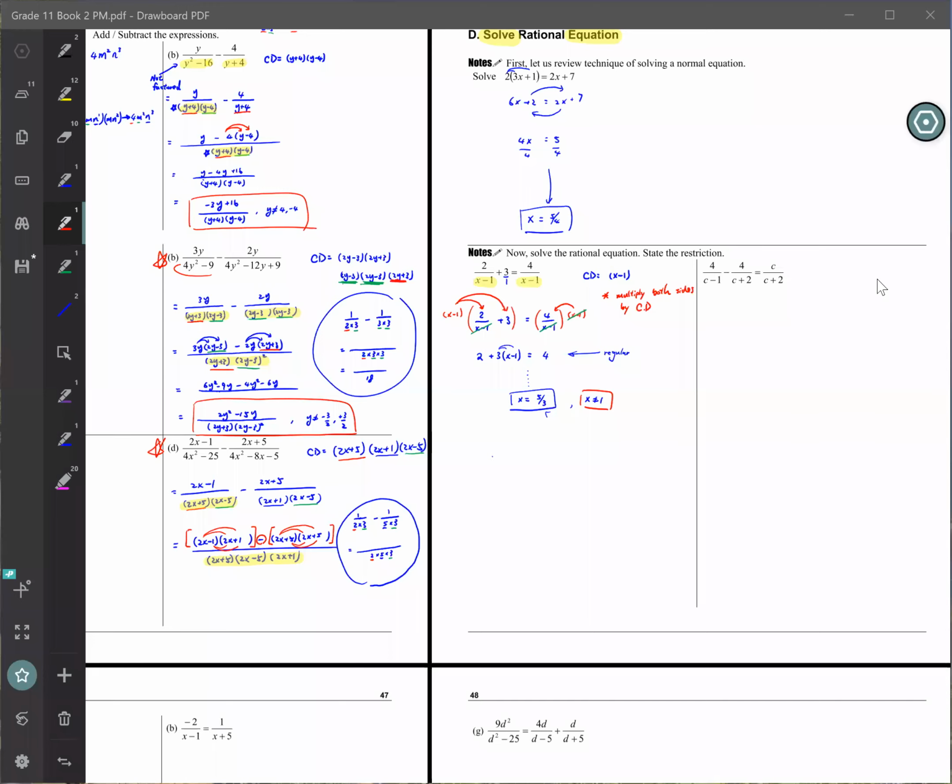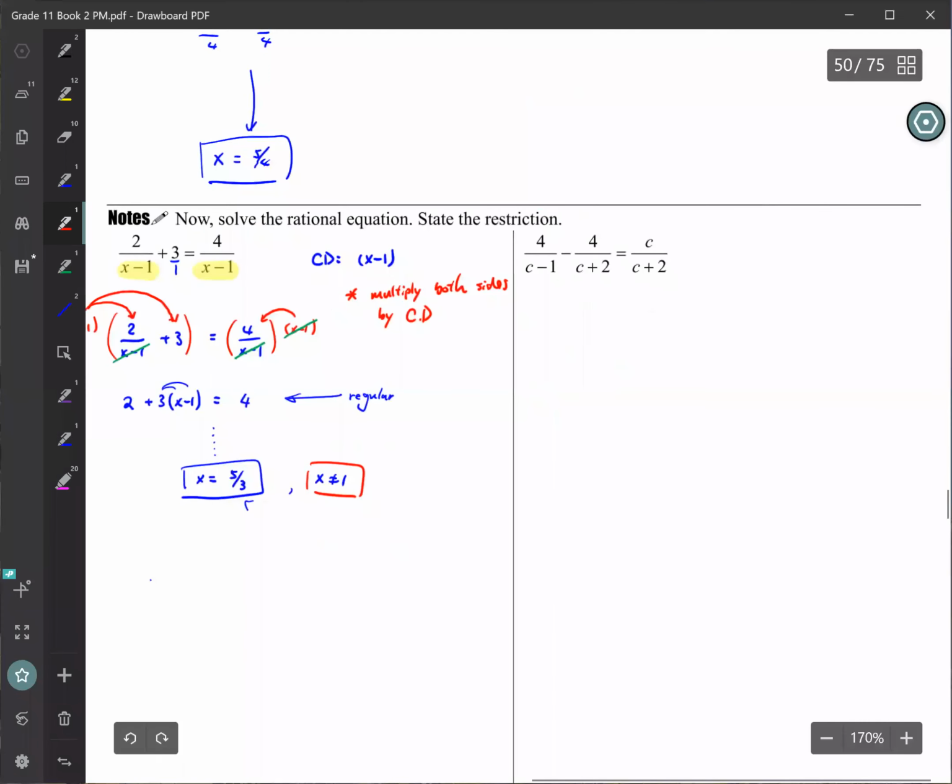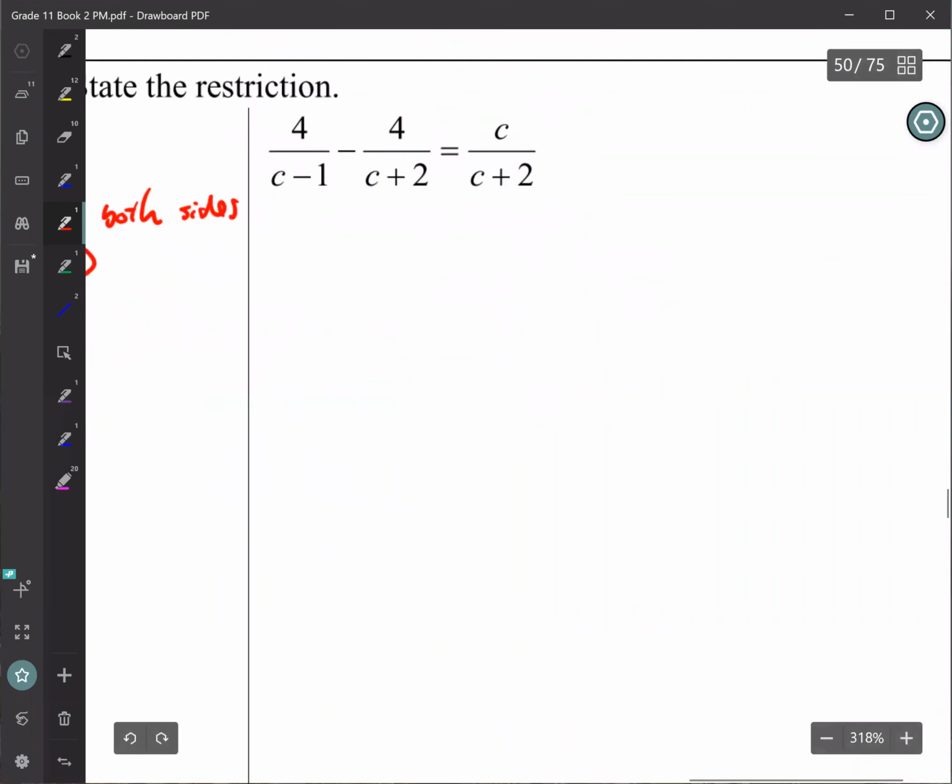Okay. So before the break, we said that if you want to solve a rational equation, you've got to find the common denominator, right? And then multiply both sides by the common denominator. The goal is to make the denominator go away, right? So then the question can look easier. So let's try this one. What will be the common denominator here?